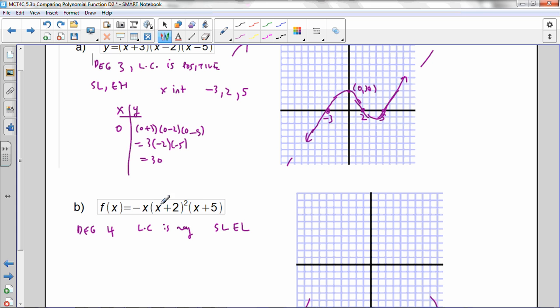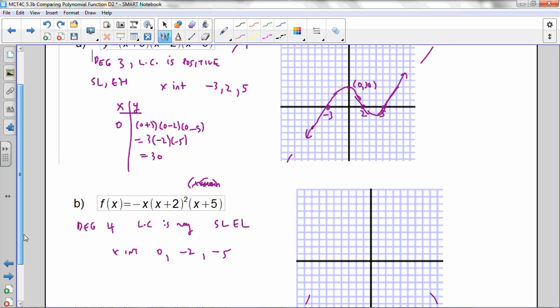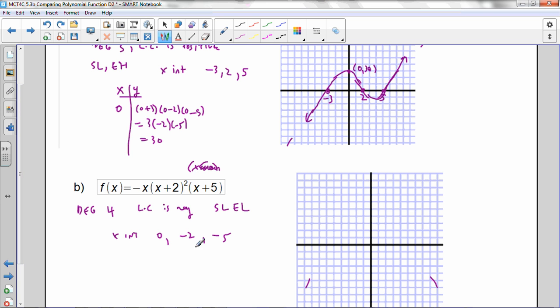Notice when I have no bracket there, this is kind of like x minus 0, right? Now we would never ever write in the minus 0, so this is an x-intercept of 0. This is an x-intercept of -2, and an x-intercept of -5. The only difference here is this one has a squared on it, so this is a bounce here.